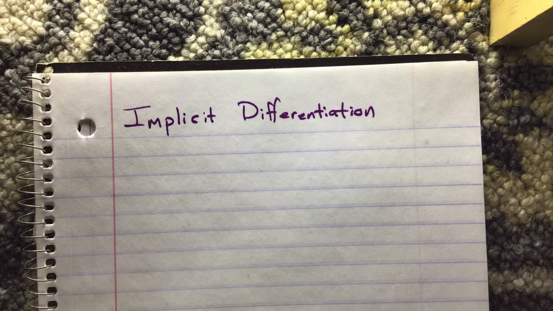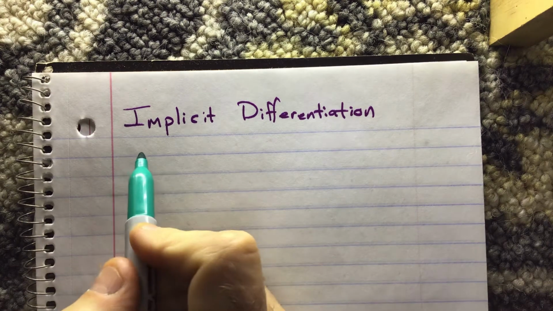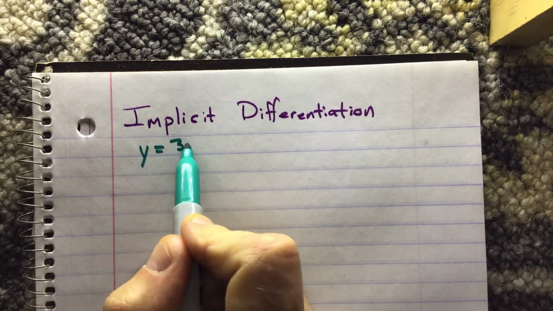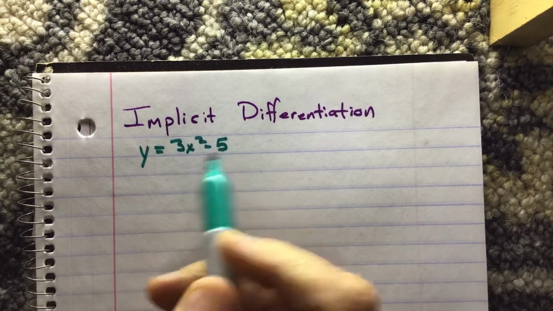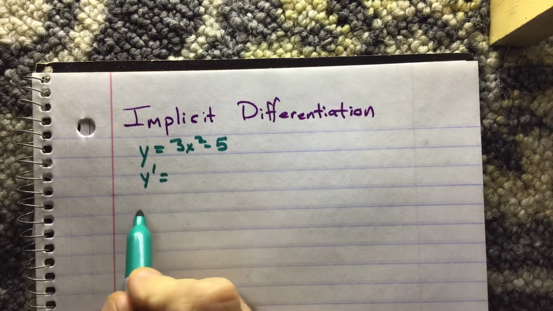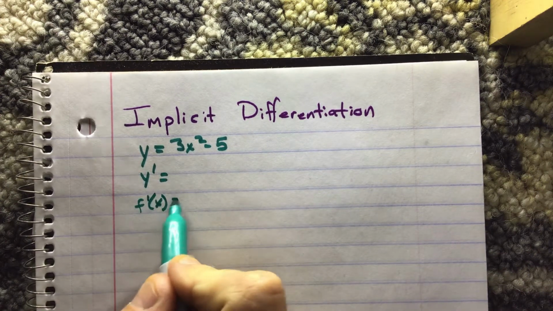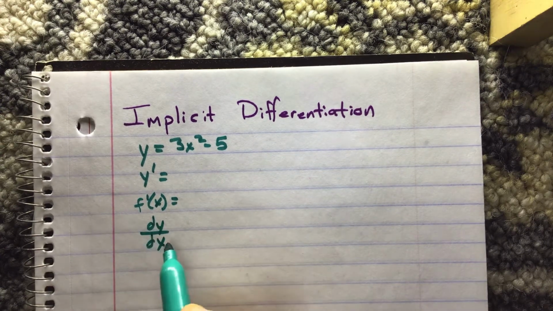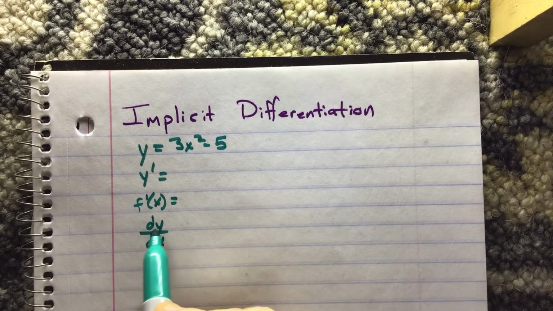Okay, so this video is on implicit differentiation as opposed to explicit differentiation. When we think of a function, we think of it explicitly like this. And when we take its derivative, whether we call it y prime or f prime of x, or in this case dy/dx, which is just delta y over delta x, or the change in y over the change in x.